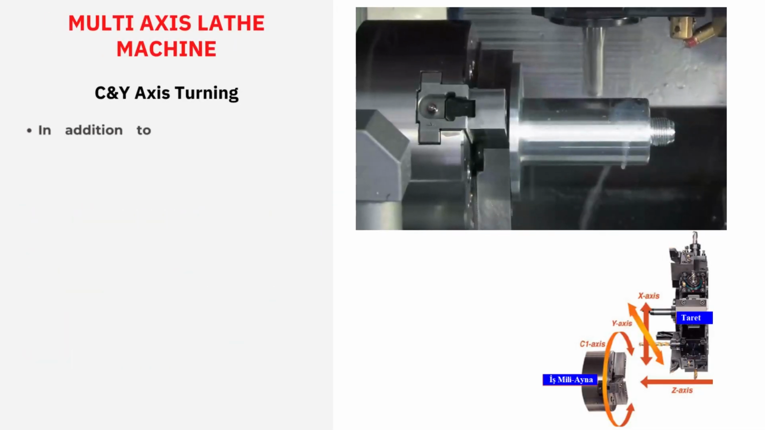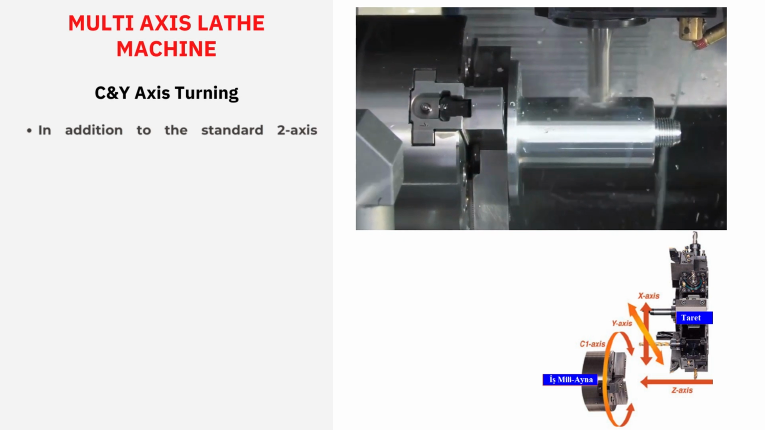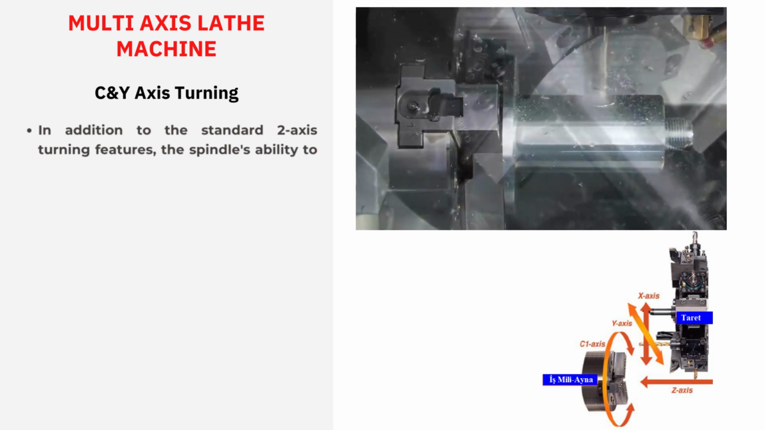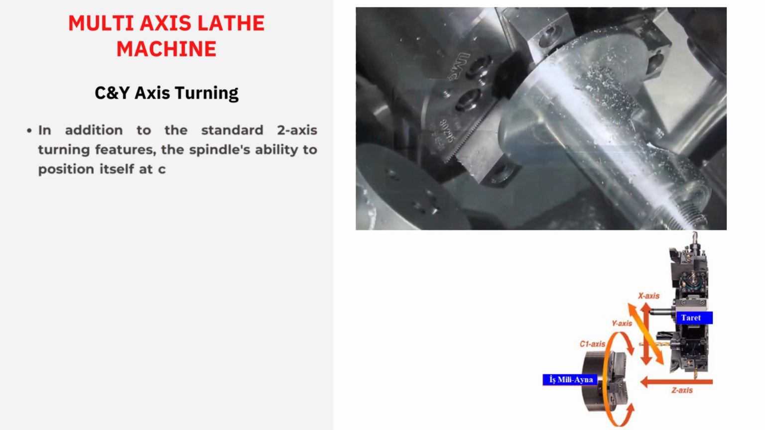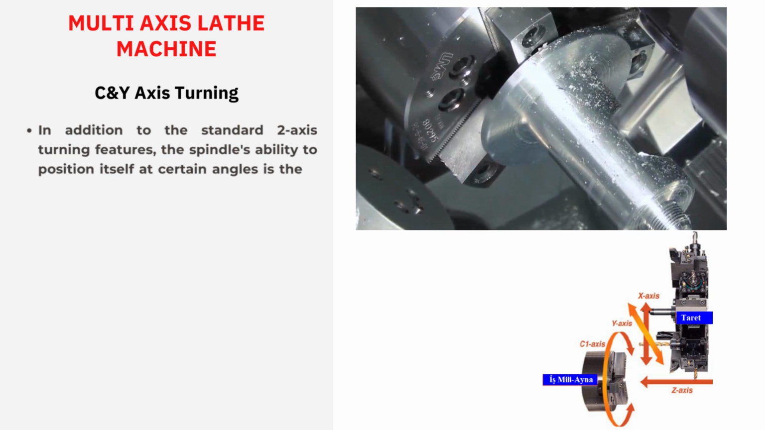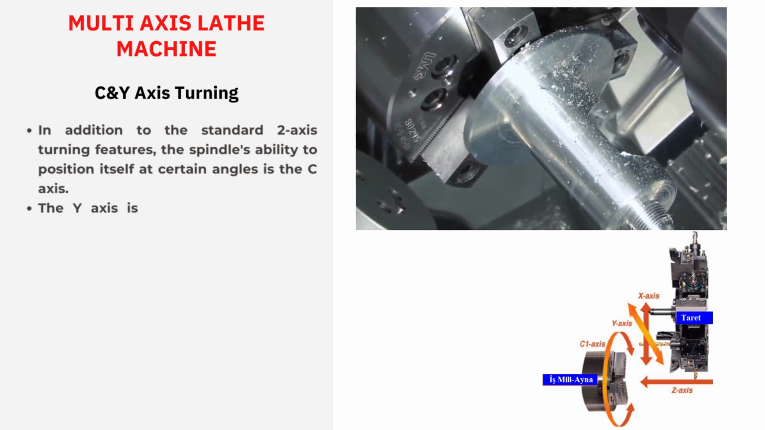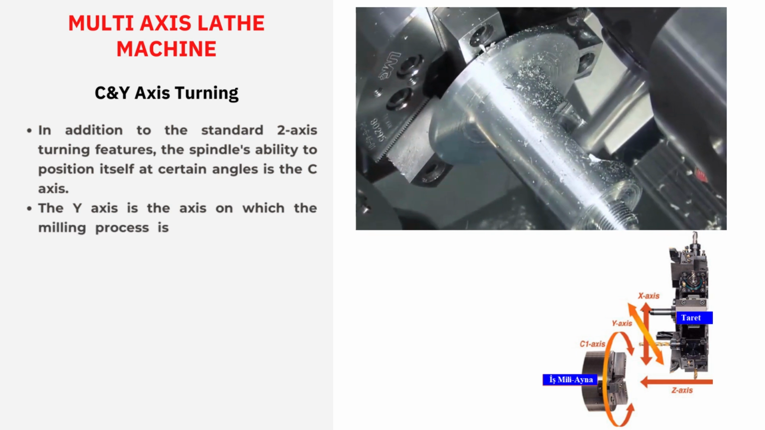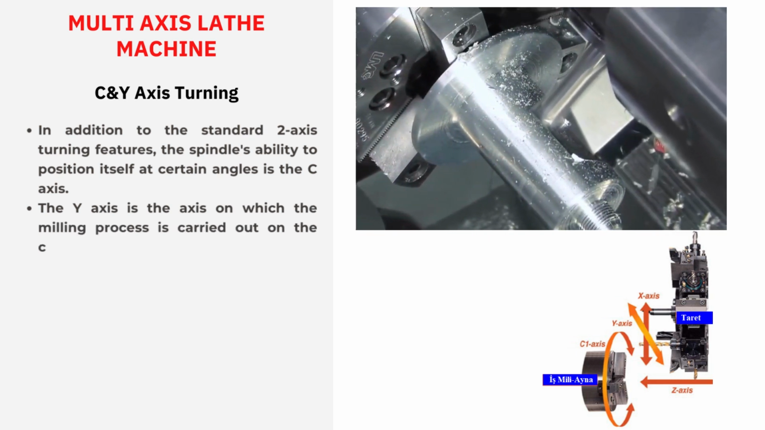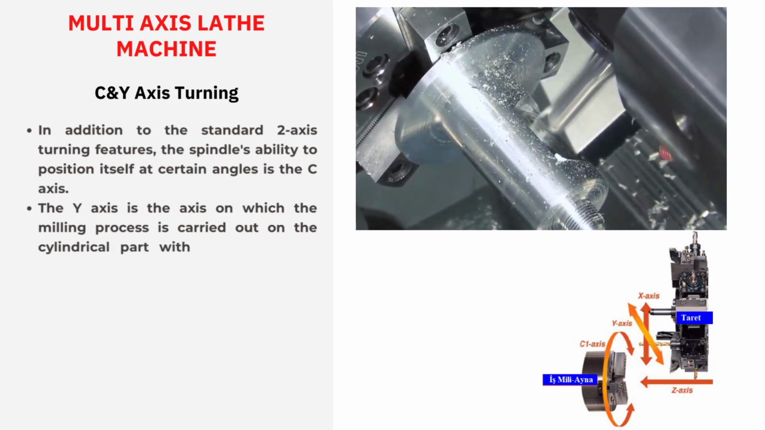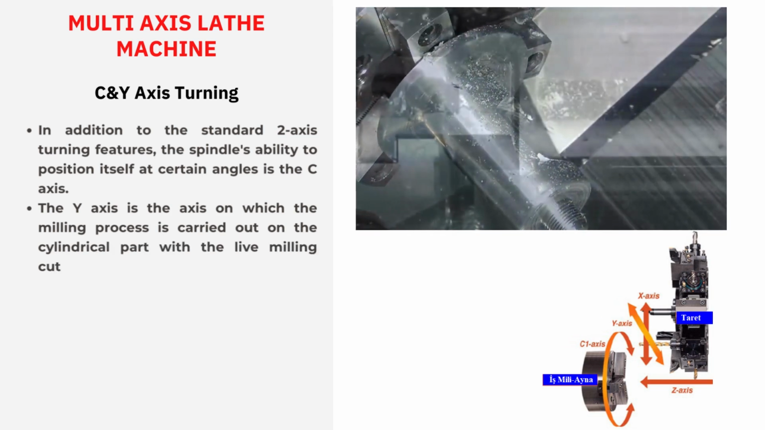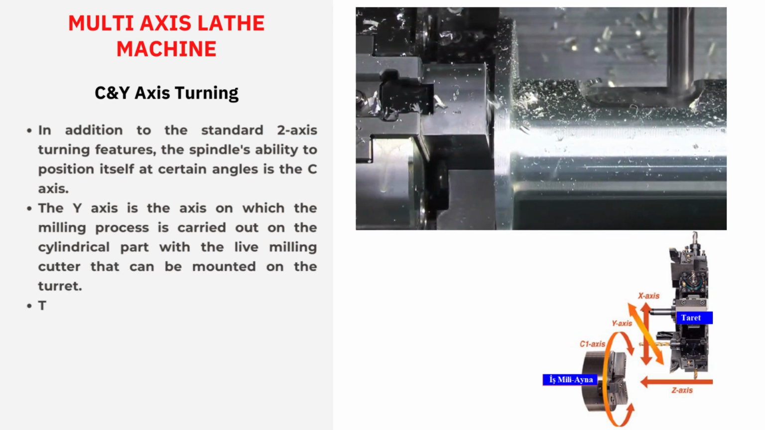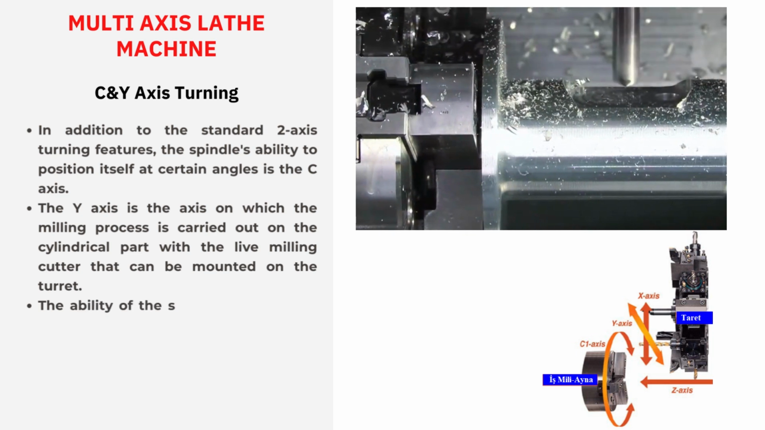Multi-axis lathe machine. More complex parts can be manufactured, particularly parts with curved holes. Standard CNC lathes basically consist of two axes, X and Z. C-axis. In addition to the standard two-axis turning features, the spindle can position itself at certain angles, which is the C-axis. In a lathe, the 0 point of the Y-axis is located on the rotation axis of the part. The tool's direction of movement shows that the mill is moving from Y negative to Y positive. Y-axis is used to mill or drill features that are off the center axis of the primary turned part.